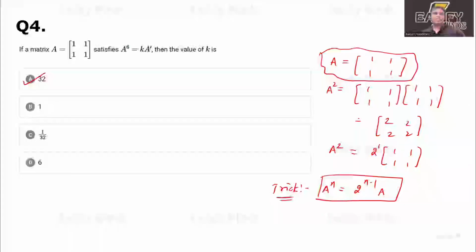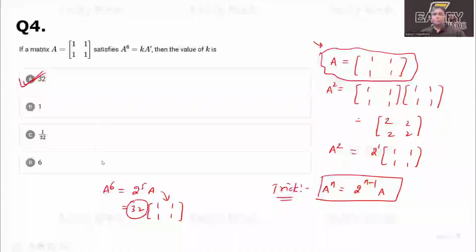So they have asked A power 6. In place of n, we'll put 6. So A power 6 is 2 power 5 into A. That is 32 times A. And if you see, this matrix is a symmetric matrix also, because the transpose is itself. So in place of K, we are getting 32. So option A. Understand? Very unique matrix, 1, 1, 1, 1. This will help you in the exam. Clear?